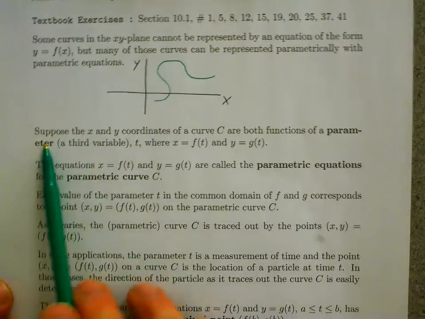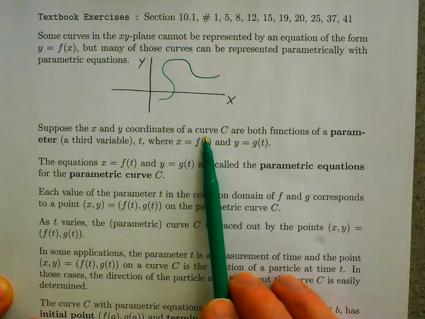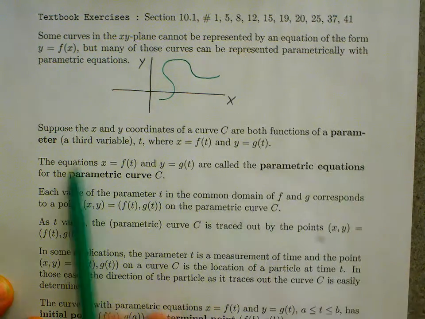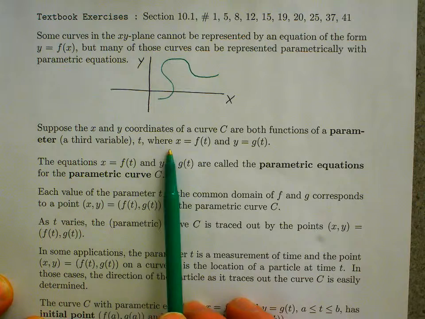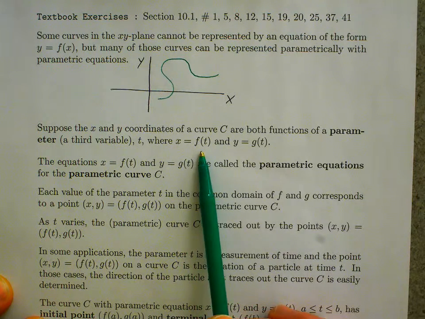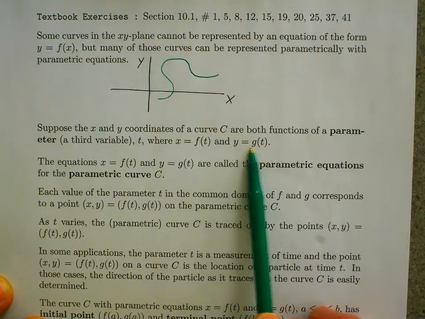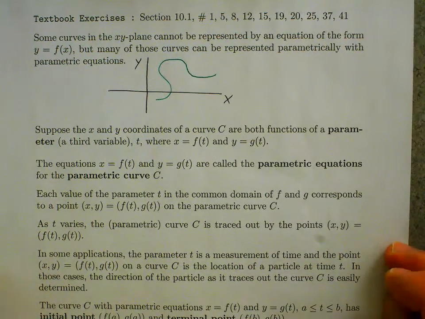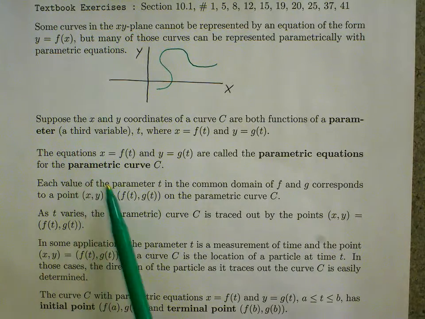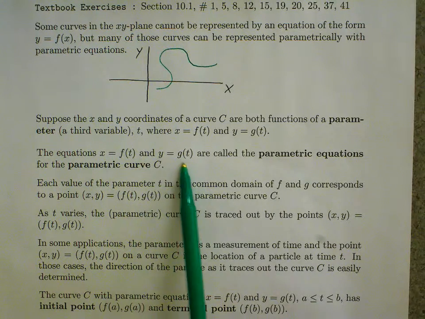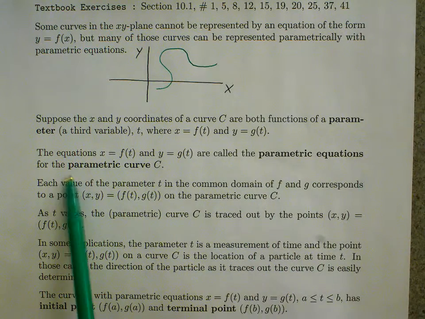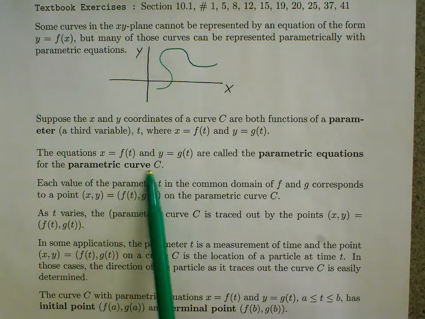So let's suppose the x and y coordinates of a curve C are both functions of a parameter, a third variable t, where the x coordinate x is f of t and the y coordinate is g of t. So those equations, x equals f of t and y equals g of t, are called the parametric equations of the parametric curve C.